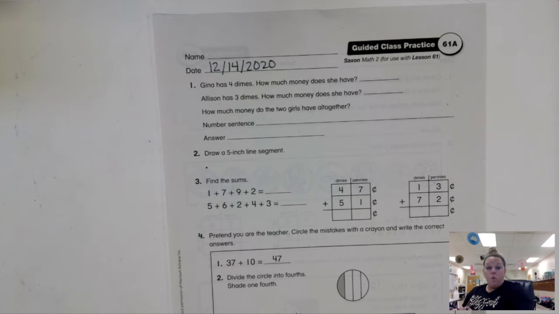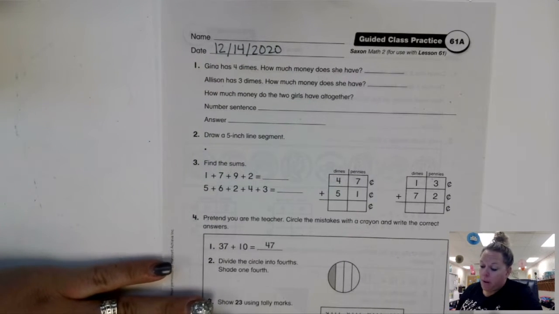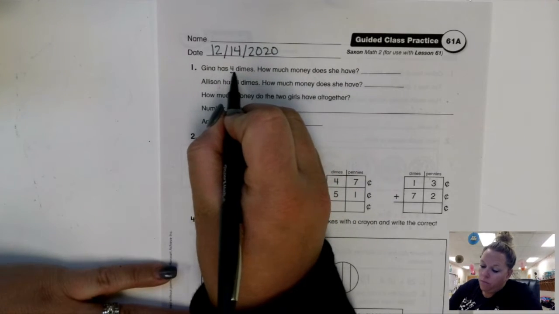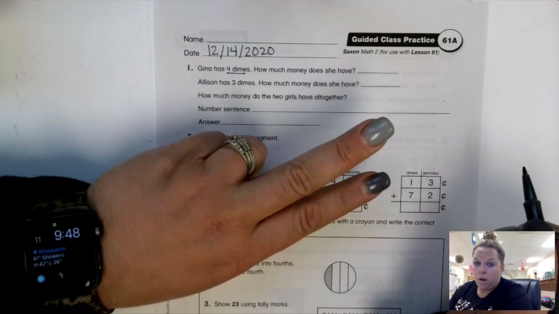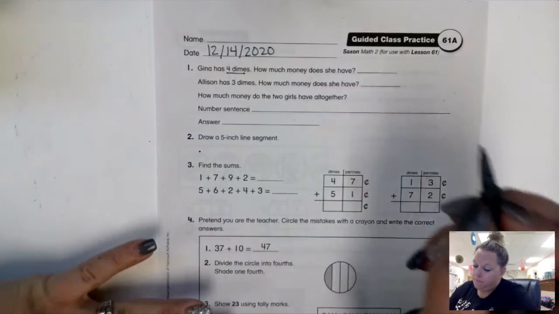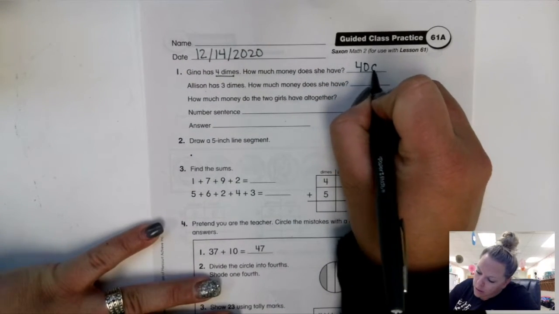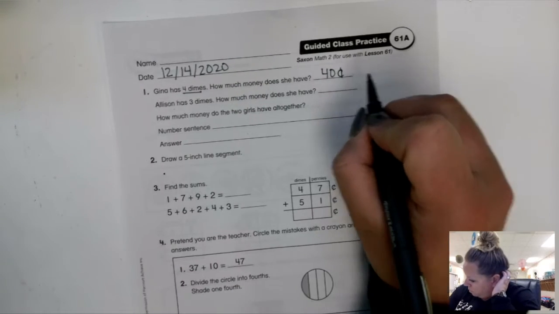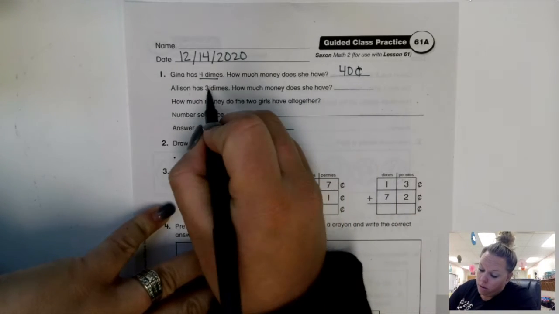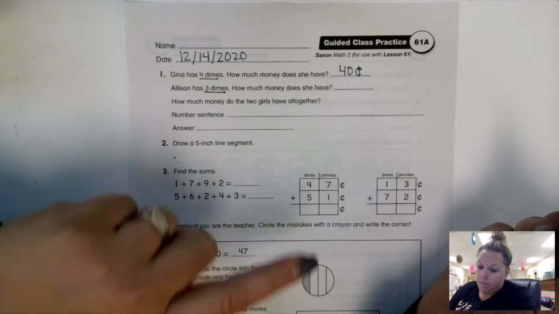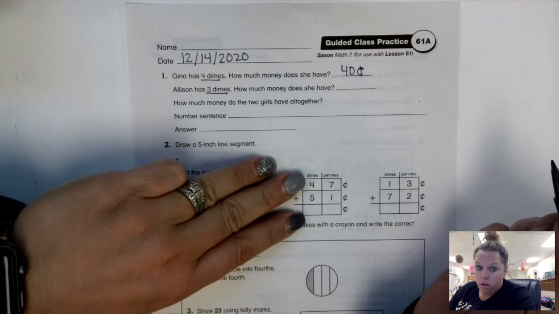Gina has 4 dimes. How much money does she have? Well, 4 dimes means I have to count by tens 4 times. 10, 20, 30, 40. So she has 40 cents. Allison has 3 dimes. How much money does she have? Well, we have to count by tens 3 times. 10, 20, 30.